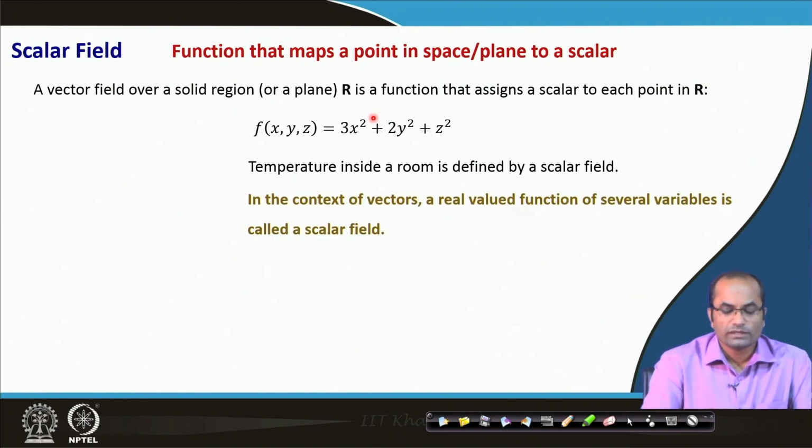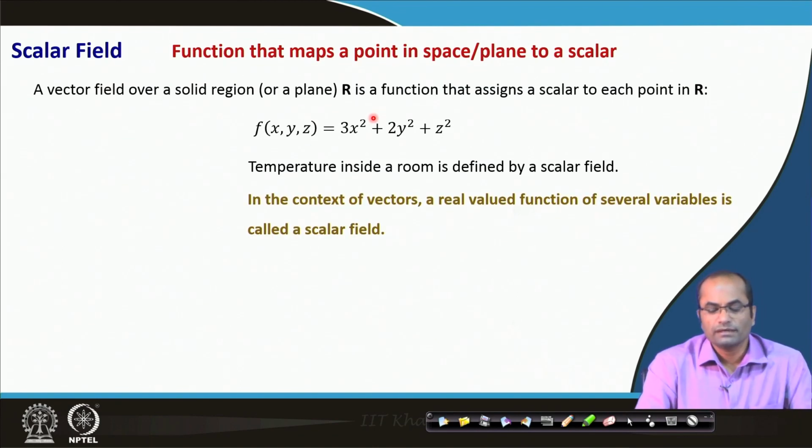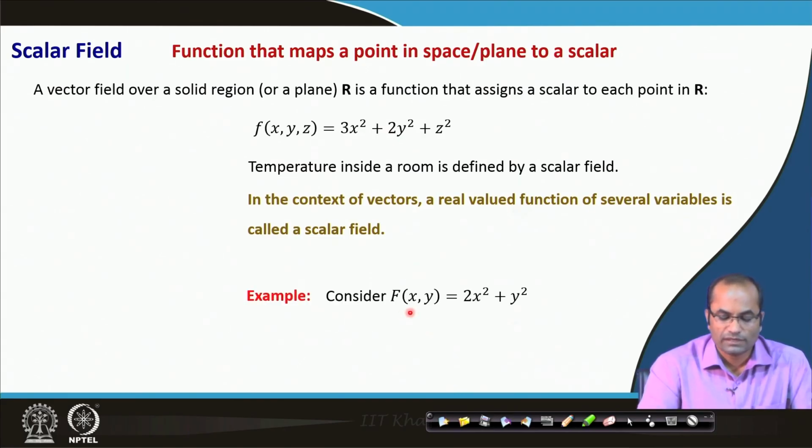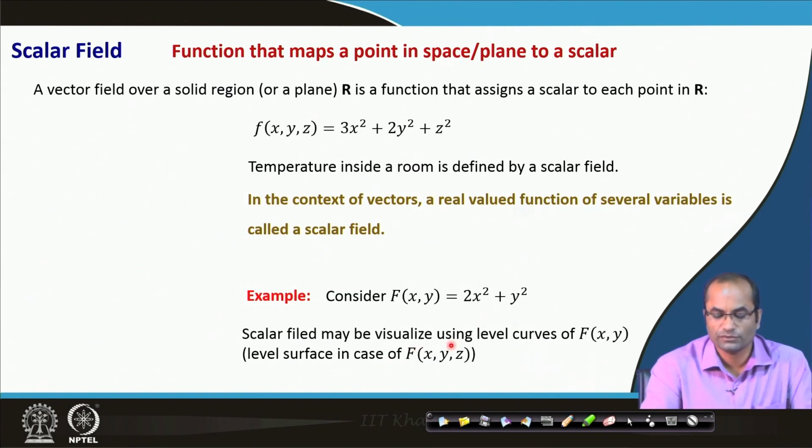So, in the context of vectors, simply a real valued function of several variables is called a scalar field. There is nothing new here, only the term scalar field will be used in this context of vectors. Otherwise, these are functions of several variables. For example, we have f of x y equal to 2 x square plus y square. Again for visualization, if it is 2-dimensional we can directly plot it, or there is another way, by level curves in 2-dimensional or level surfaces in 3-dimensional.